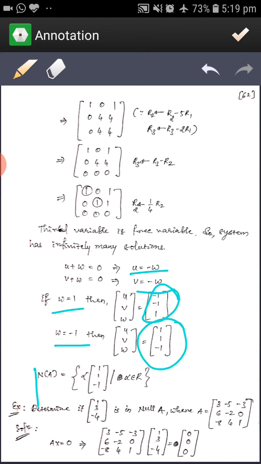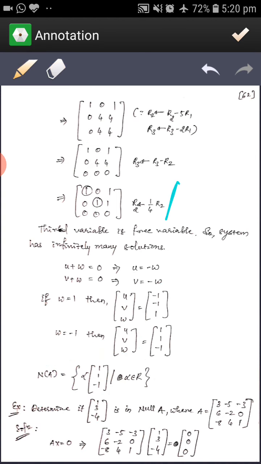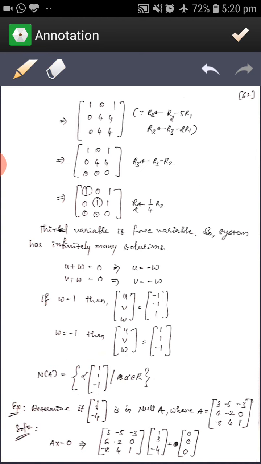So any one we can call as the null space here. Null space is equal to alpha of one of the vectors. If you use that one, it will satisfy Ax equal to 0. So this is how to find the null space and also the column space, which you have seen previously. Now the next problem we will move on to.